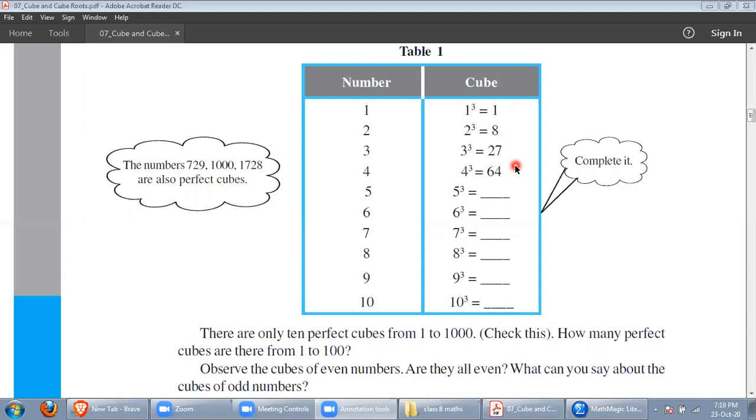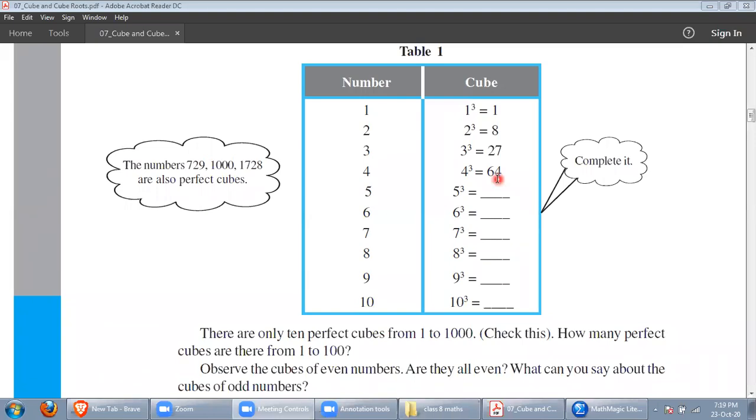So going on like this, how many perfect cubes are there from the number 1 to 1000? How many perfect cubes are there? Yes, anybody? Yes, please respond. 10. Yes, there are only 10 numbers.